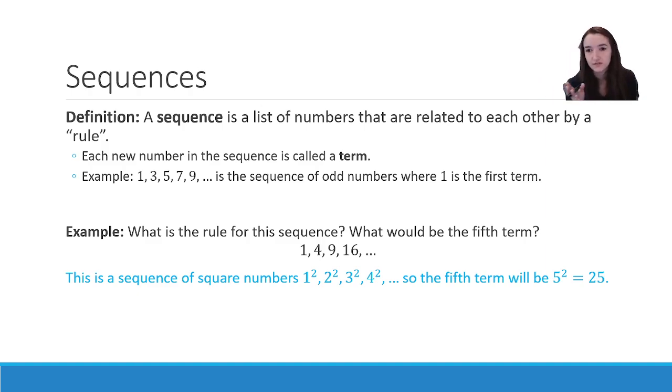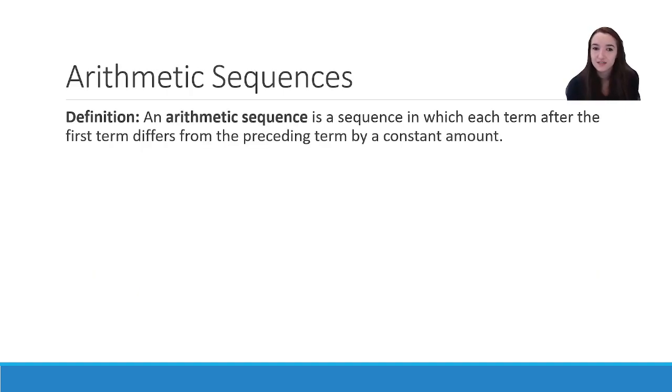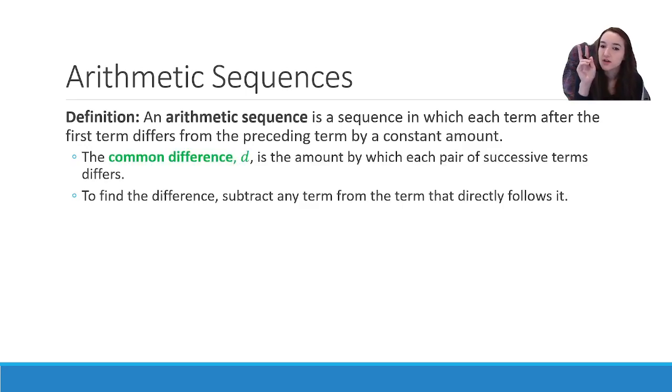Now what we're going to focus on in this chapter are two specific types of sequences, arithmetic and geometric. So first, arithmetic sequences. An arithmetic sequence is a sequence in which each term after the first term differs from the preceding term by a constant amount. This is called the common difference, which we will usually label as D, the amount by which each pair of successive terms differs. To find the difference, we subtract any term from the term that directly follows it.